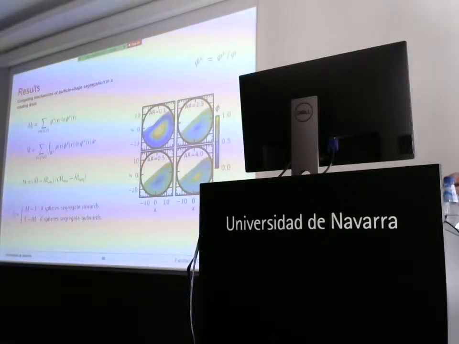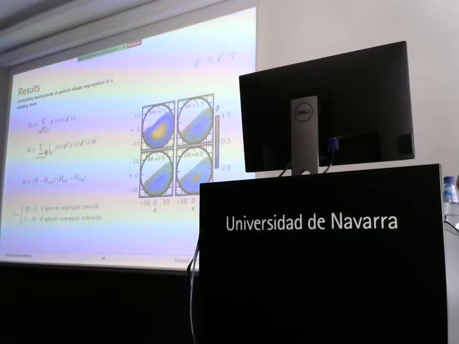So, how can we characterize this segregation? If we define this local mixing index, we can characterize the mixing index for each point. And to obtain the global index, what we have to do is integrate this local mixing entropy over the whole domain, weighted with the density of the granular bed.